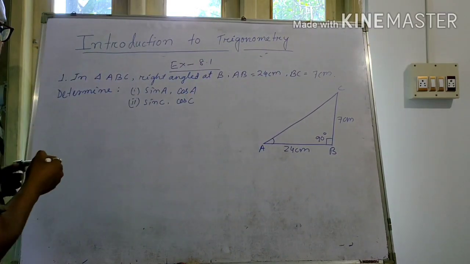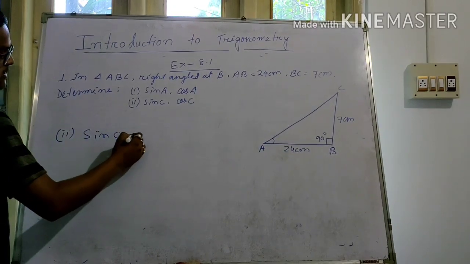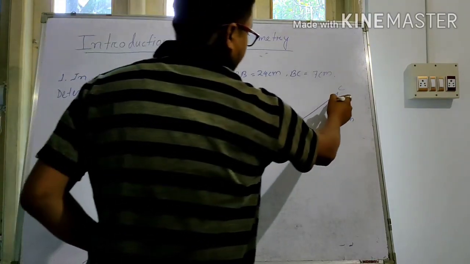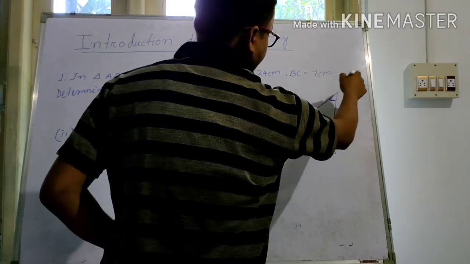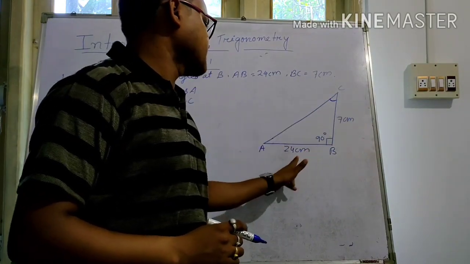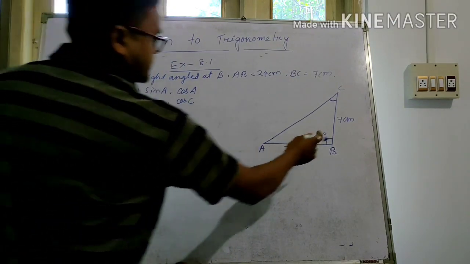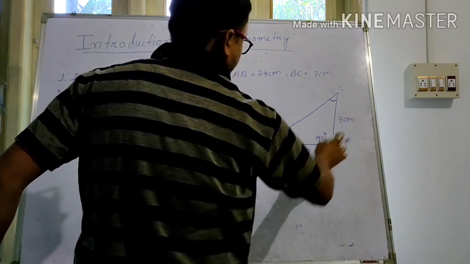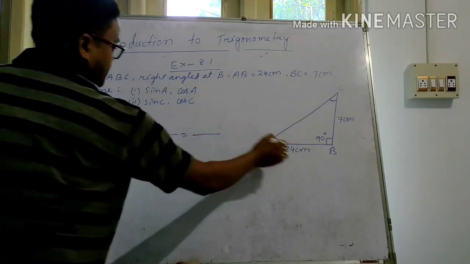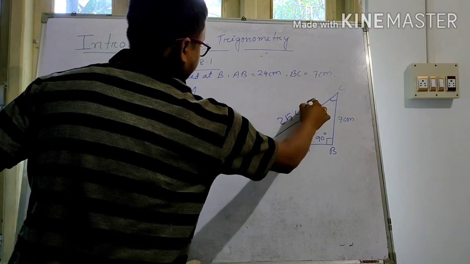Next, question number 2, you have to find the ratios for angle C. Now you have to consider this angle. If you take this as C, then this is the base and this is the perpendicular. We know sine is perpendicular by hypotenuse. Your perpendicular is AB, that is 24, and the hypotenuse is 25 centimeter.